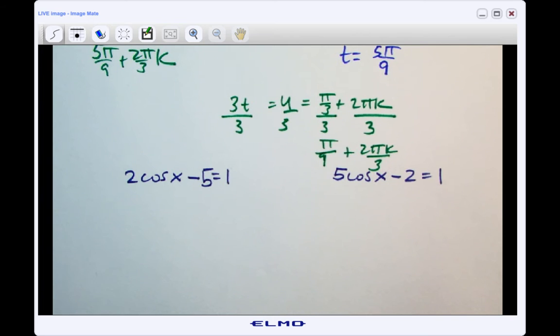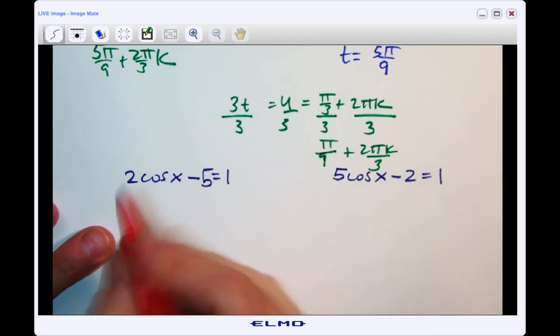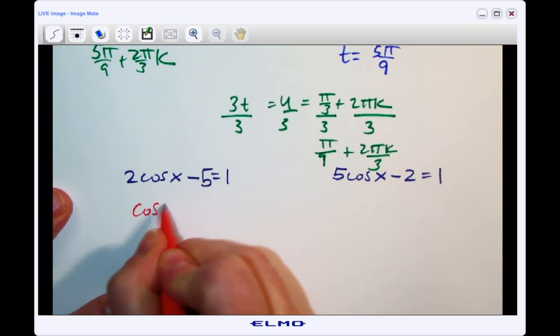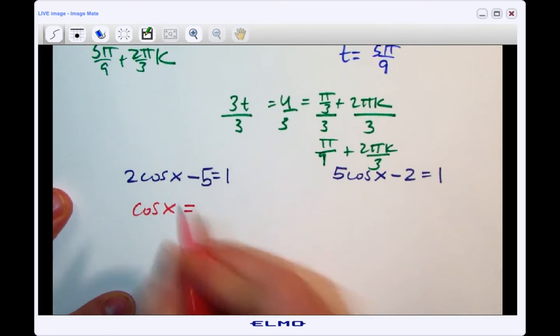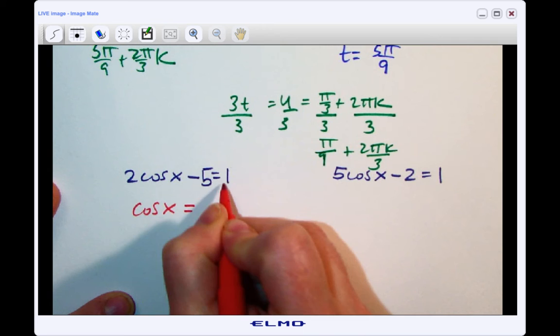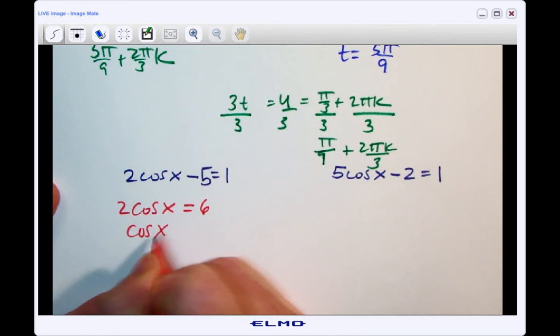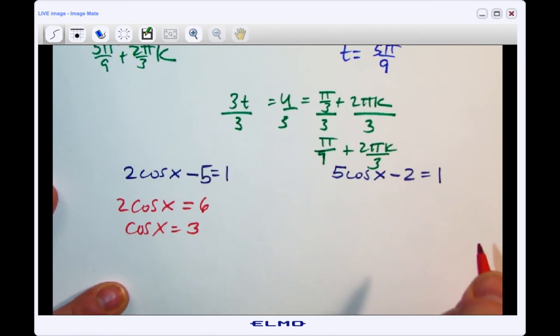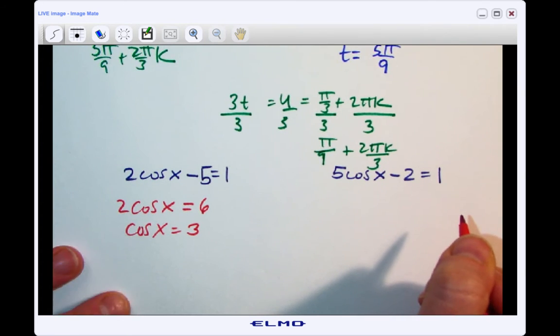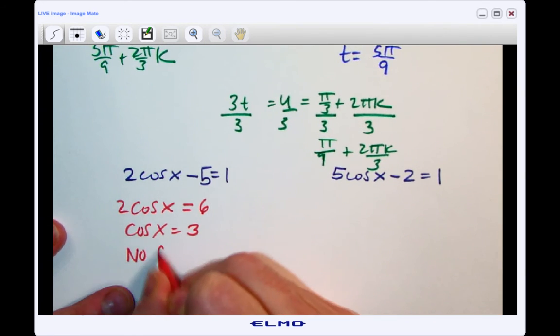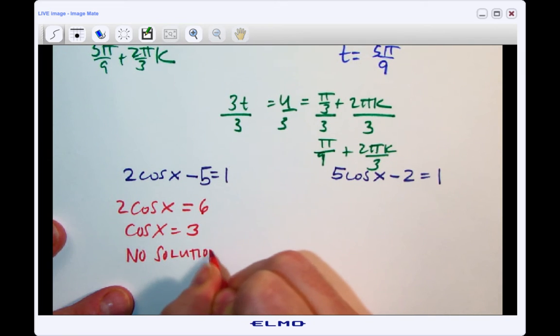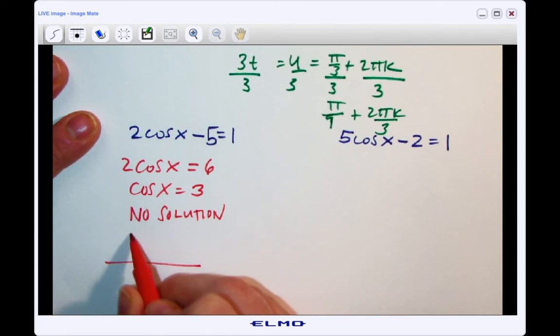Now I put this one here because this one comes out funny, and it actually turned out that we talked about it in the last video anyway. But so this is going to be a 6. So cosine x is equal to 3. And hopefully everybody knows when you look at this that this is no solution. And why? Because think about your cosine.